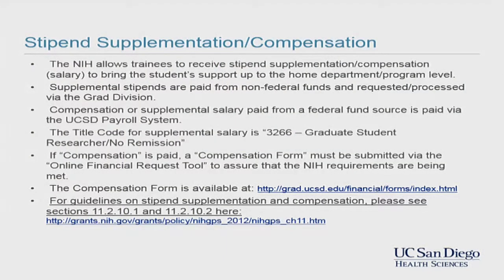You can compensate a student from a non-federal grant, again, or as a stipend. If you provide compensation to a student, then there is a compensation form available through the Grad Division's website that needs to be submitted with their stipend and tuition and fee payment requests. If you provide compensation to the student, it's paid through the payroll system. It's considered salary, and the title code would be title code 3266. That's the title code that is used for graduate students on a federal grant without tuition and fee remission.